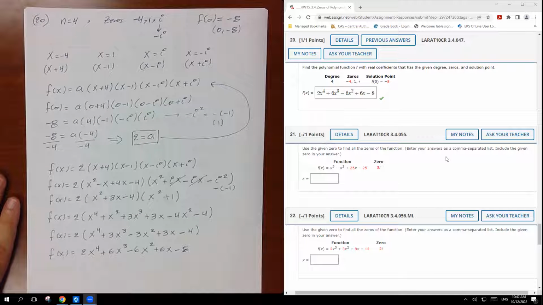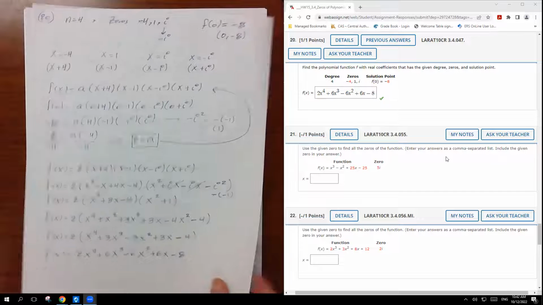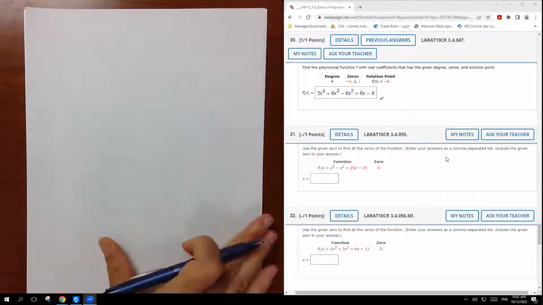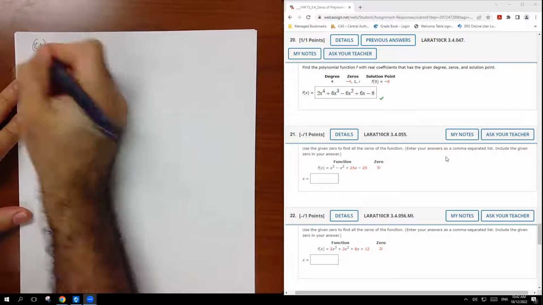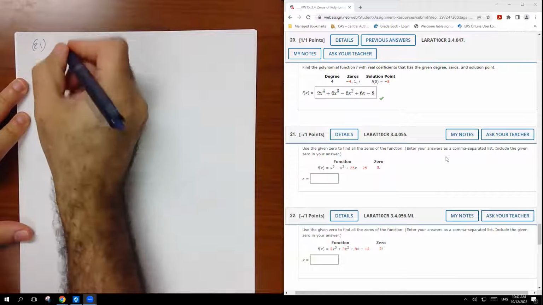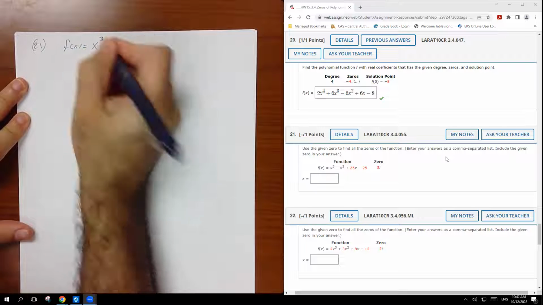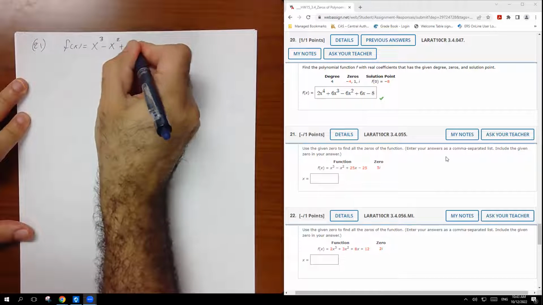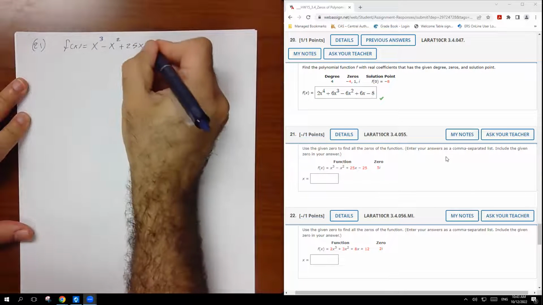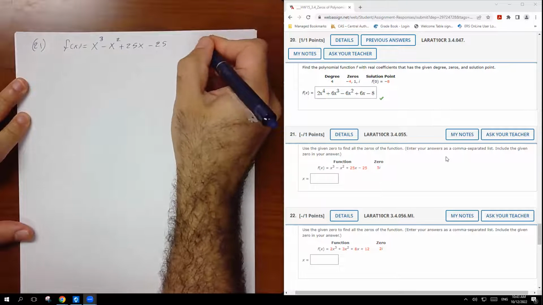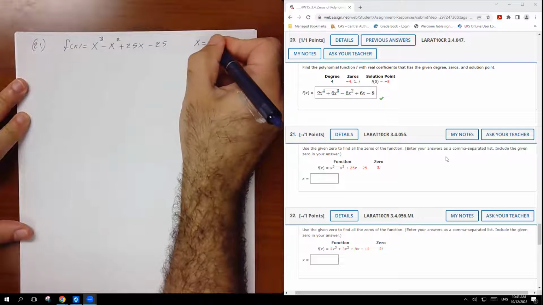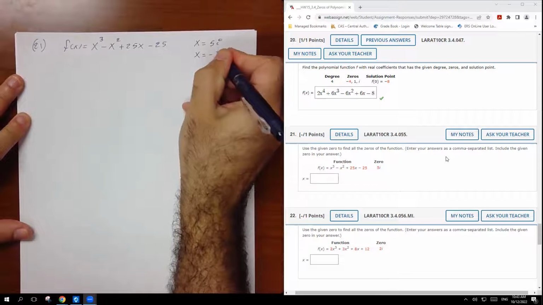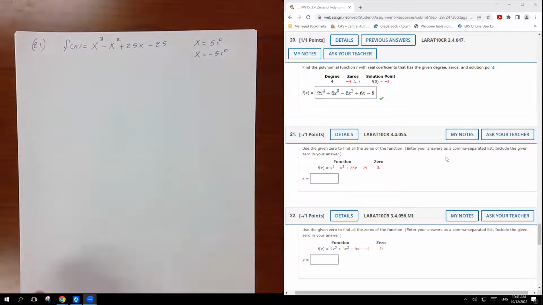Now let's jump to example 21. This is a different type of example. They ask you to find all zeros, and they give you the polynomial function and one of the zeros. So for example 21, we have the polynomial function f of x equals x cubed minus x squared plus 25x minus 25. And we have one of the zeros, x equals 5i. Yes, 5i is a complex number. That means the other zero is x equals negative 5i. So now I already know I have two zeros. I need to find the third one.